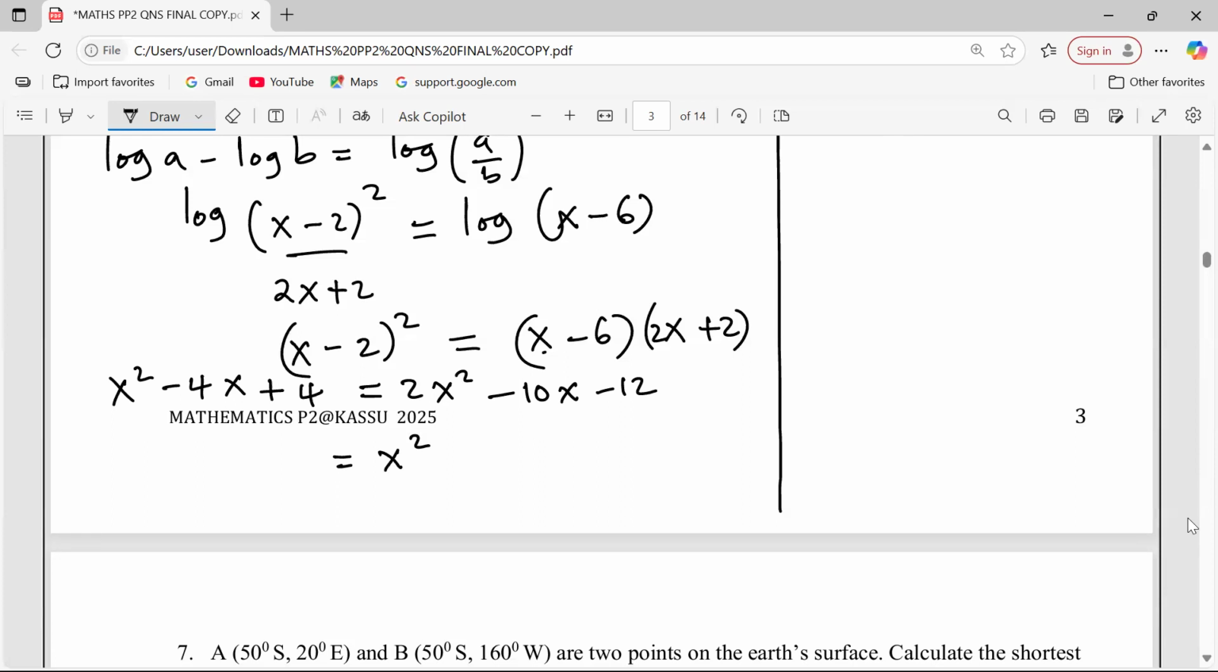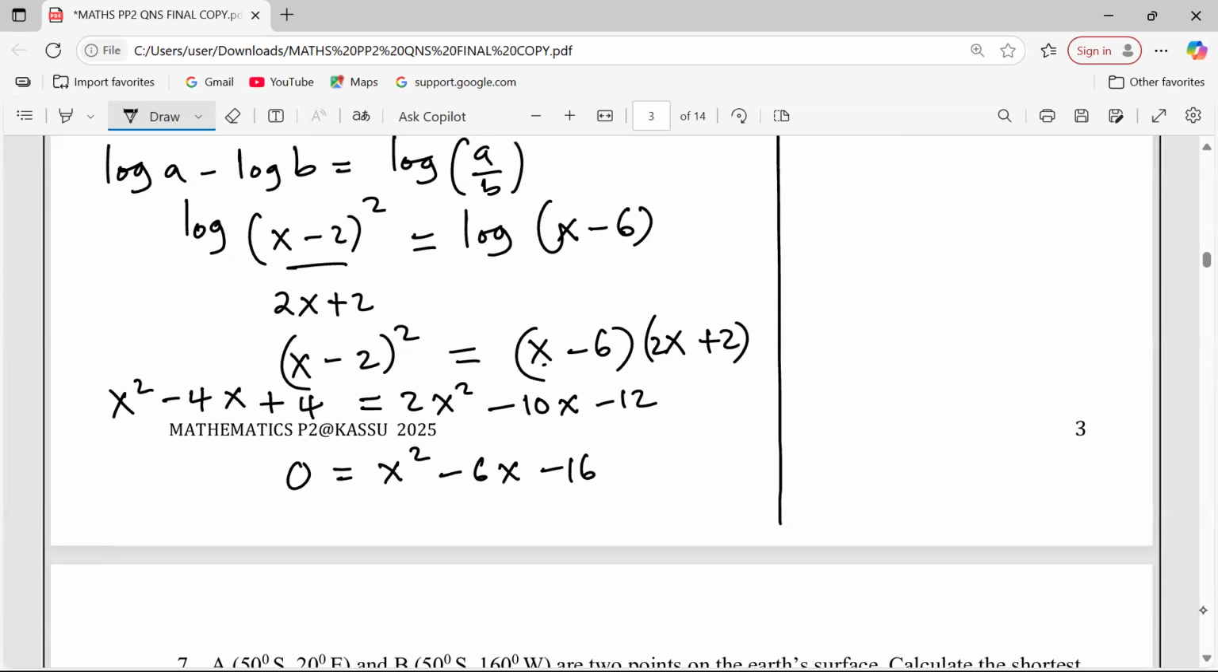Then negative 10 plus 4, because negative 4 becomes positive on the right-hand side, shall be negative 6x. Then 4 will become positive on the other side, it shall become negative: negative 12 minus 4, negative 16. We are now remaining with a 0 here. This is the equation that has to be solved.